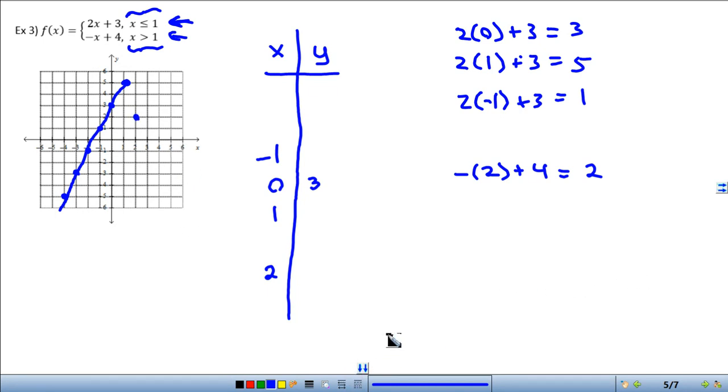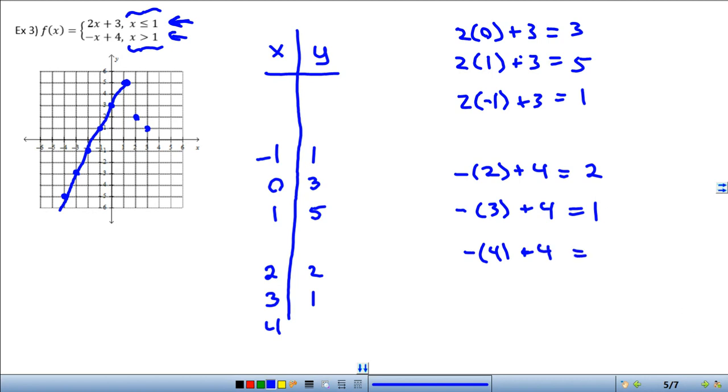And at 3, oh, and I didn't plug these in. Sorry. I should have plugged those in right there. I should have filled it in. Kind of got a little carried away. At 3, I'm at negative 3 plus 4. So that's 1. And at 4, I'm at negative 4 plus 4, which is 0. So I think you can see the pattern going on.